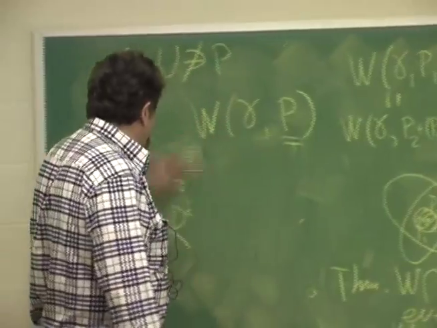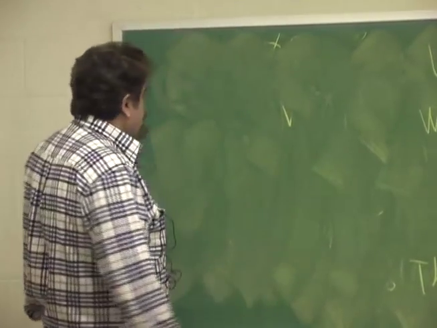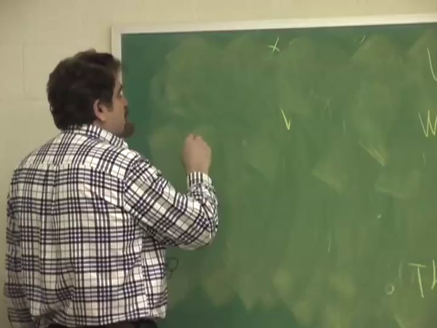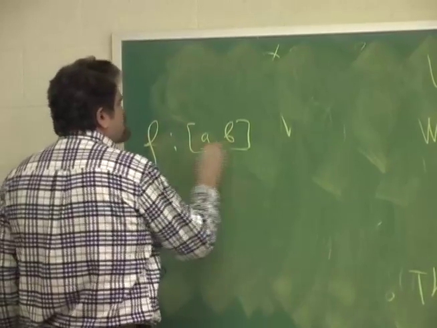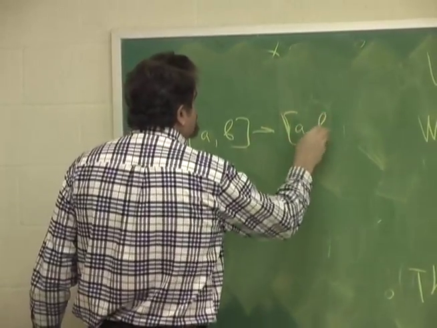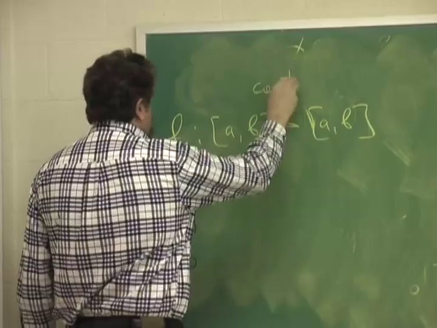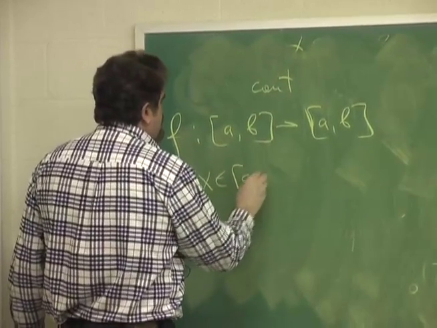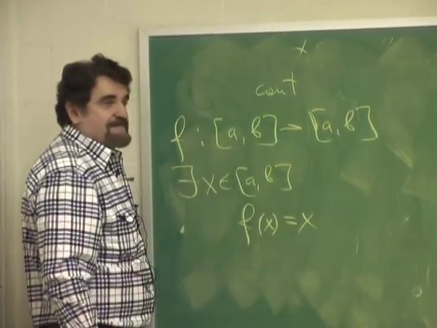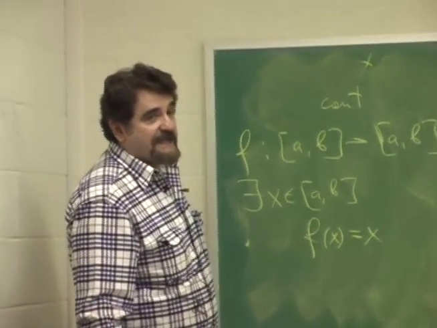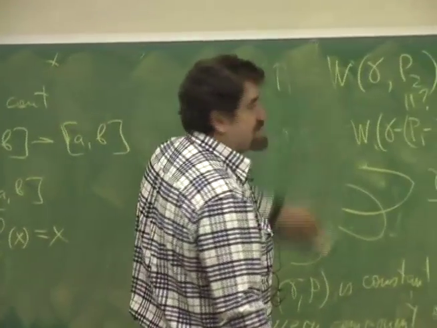Just let me show you one small thing. Consider interval AB and a continuous mapping of this interval into itself. Then there exists x in AB such that f of x is x. So any continuous mapping of a segment into itself has a fixed point. I will prove it in just one picture.